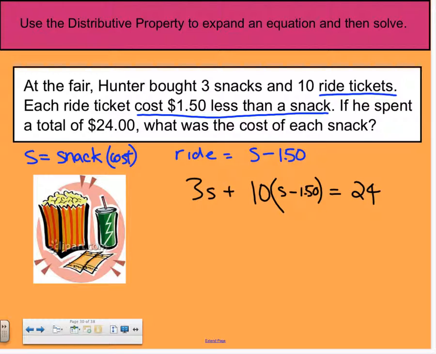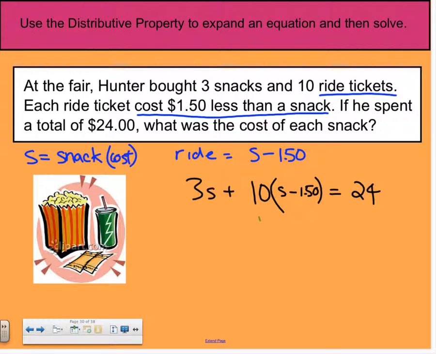So we got the distributive property, we got the parentheses in our problem by trying to make sure that we defined the ride tickets in terms of S, okay? We don't want to have 2 variables. It makes it not easy to solve. So now let's go ahead and figure this out.